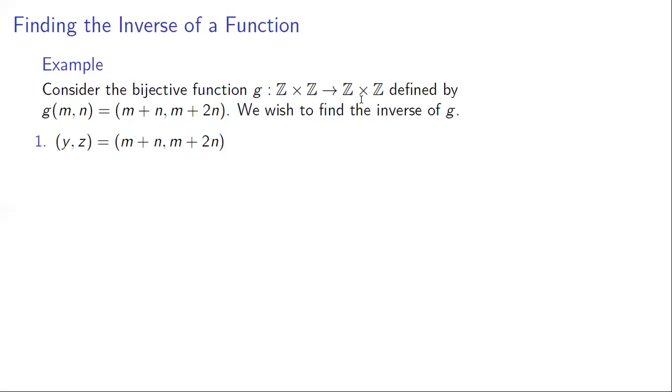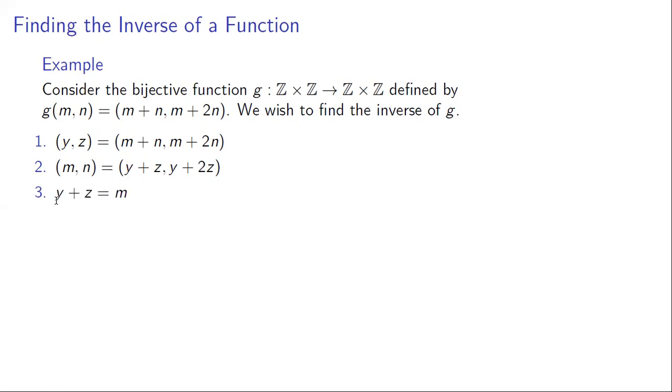All right, so we would like to find the inverse of g. So step 1, now usually we would write y equals whatever, but here the output is not a singular number. The output is a pair. So we're going to write it like this. We have the pair y comma z is equal to g of m comma n, which is m plus n comma m plus 2n. Now we swap the inputs with the outputs. So in other words, we have m comma n is equal to y plus z comma y plus 2z. Now we want to solve for y comma z. Okay, so let's solve this.